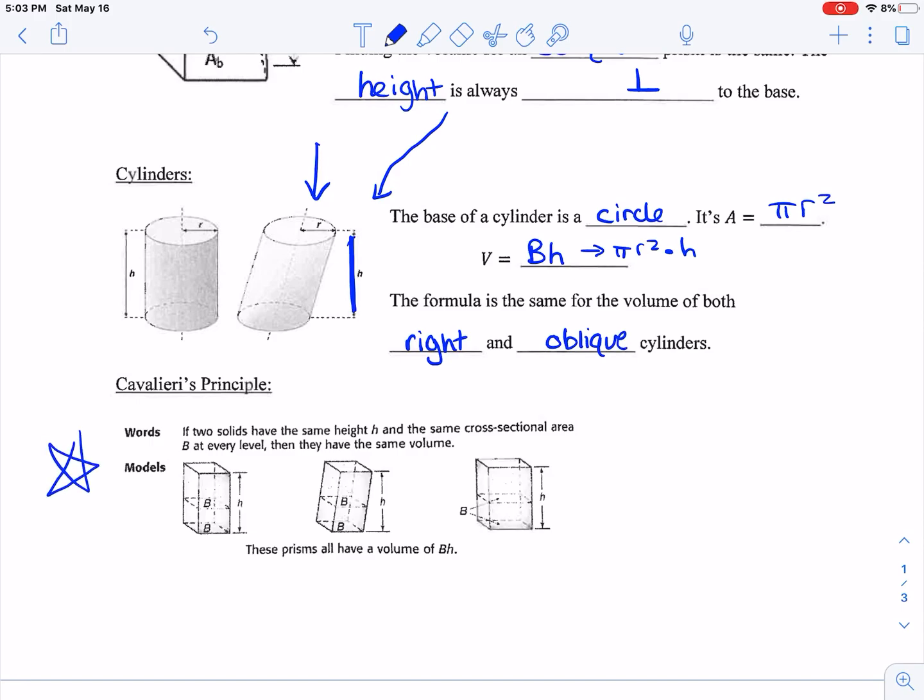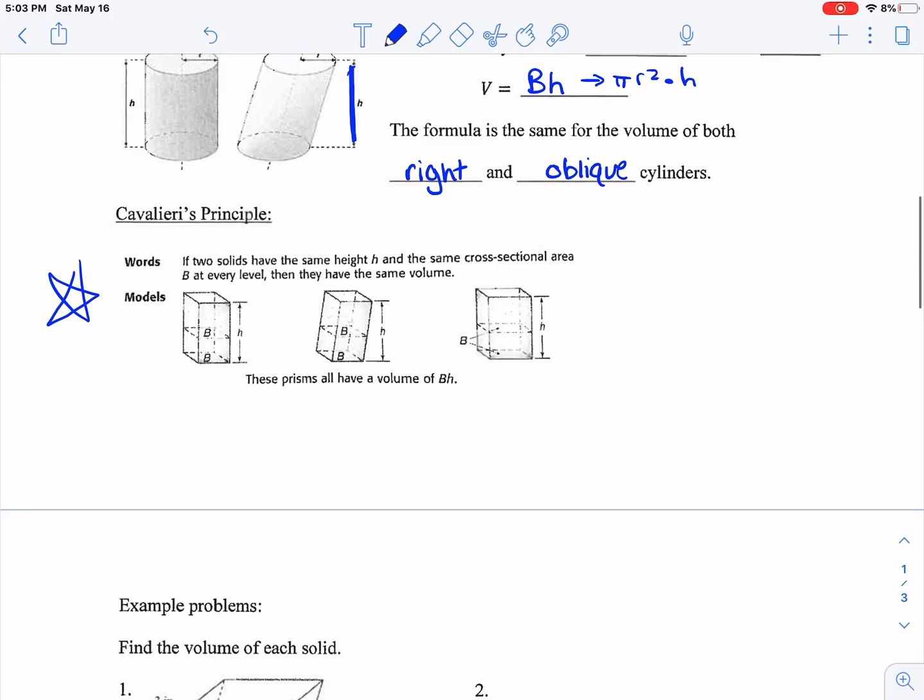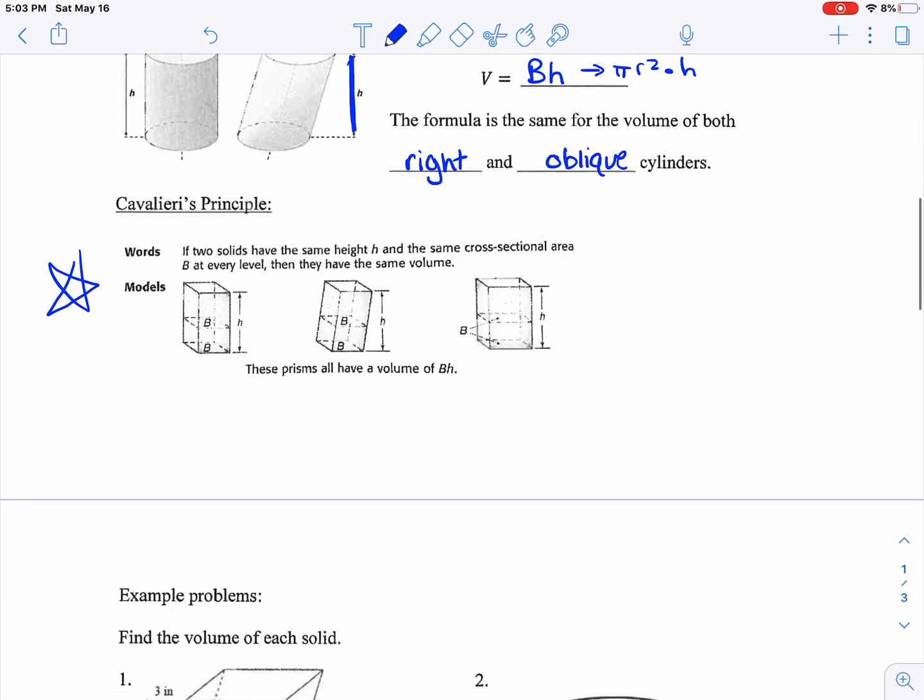Now this is brand new, I'm sorry. I don't even know how to pronounce it. I think it's Cavalieri's principle, so go ahead and make sure you read that, but it's basically just talking about some cross sections and stuff, but all prisms are going to have the same volume formula, okay?